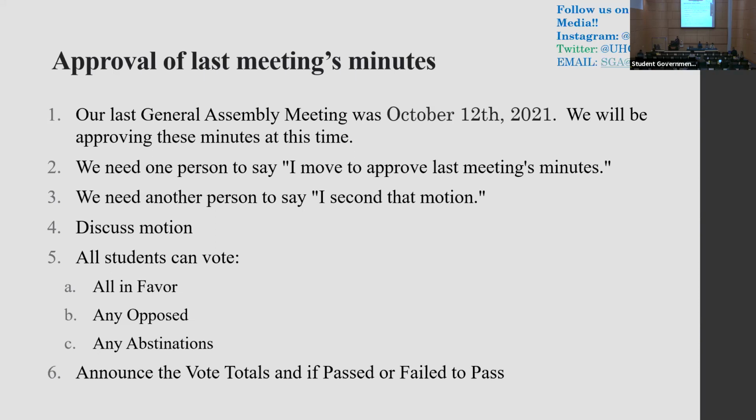I move to approve last meeting's minutes. I second that motion. Is there any discussion on the floor about the minute approval or in the Zoom? Okay. Then we will go ahead and vote. So all in favor of approving the minutes as written, please raise your hand. And that's any students can raise your hand.